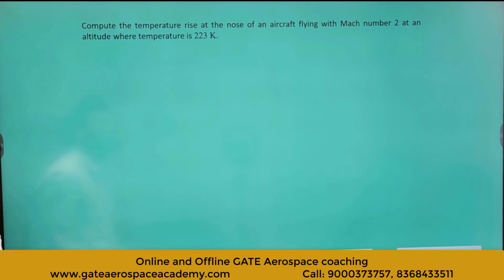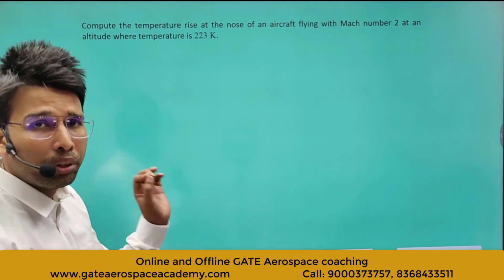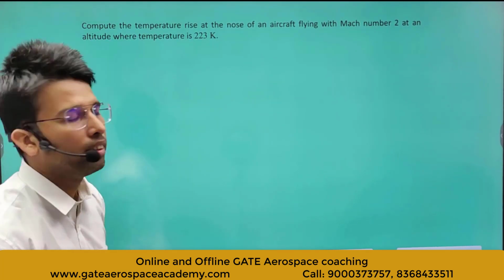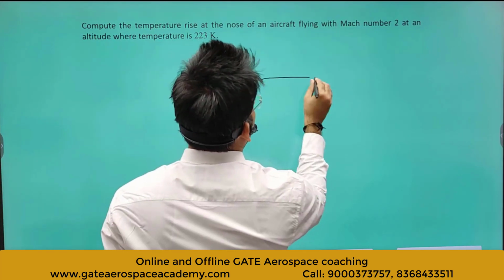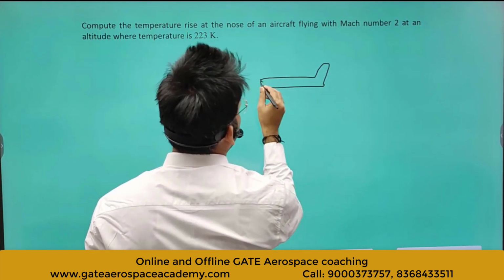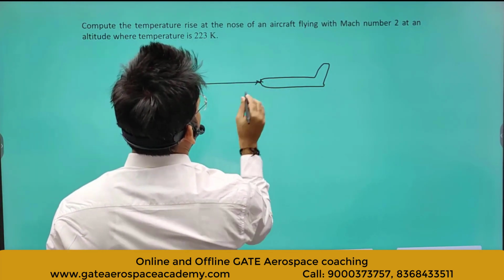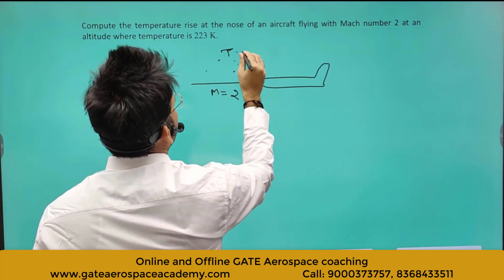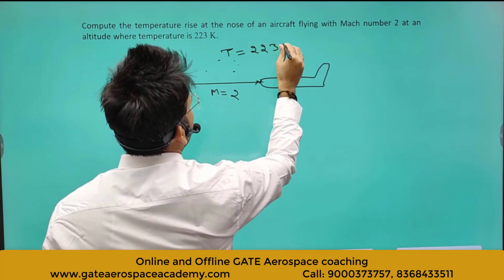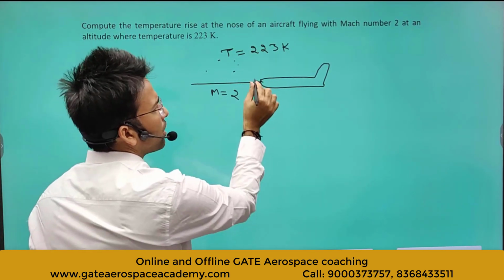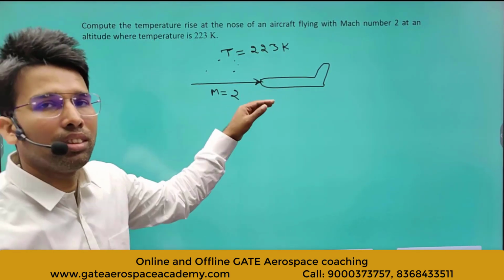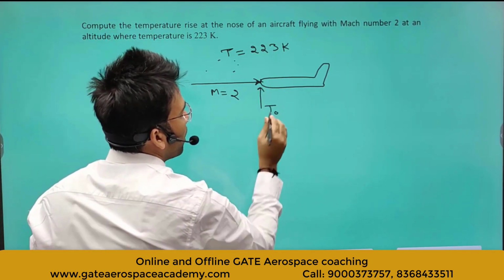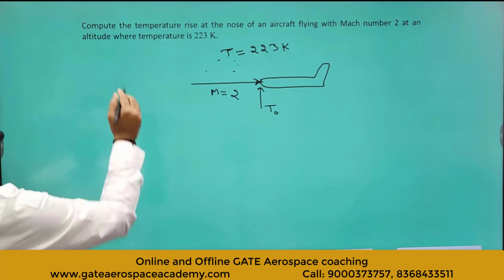Compute the temperature rise at the nose of an aircraft flying with Mach number 2 at an altitude where temperature is 223 Kelvin. Right? So we have to find out temperature here at the nose. Mach number is 2. Surrounding static temperature is 223 Kelvin. Right? Here at nose, air will be at stagnation state. Right? So here temperature will be T naught. Correct?